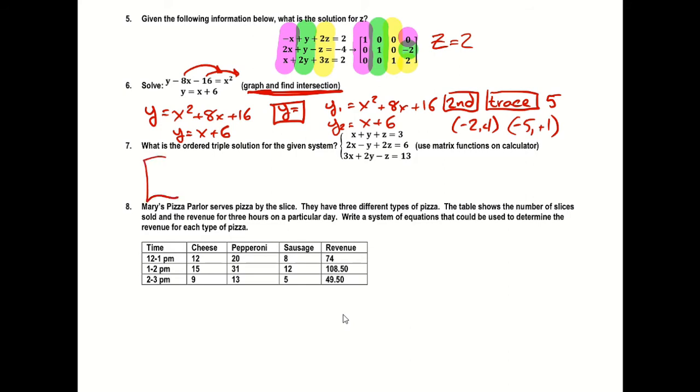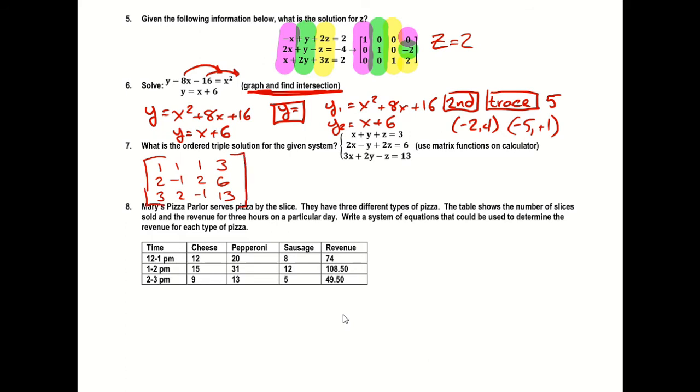So all we're going to do is take our coefficients. Anytime we don't have a coefficient, we have a 1. So there's 1x, 1y, 1z, 3, 2, -1, 2, 6, 3, 2, -1, 13.